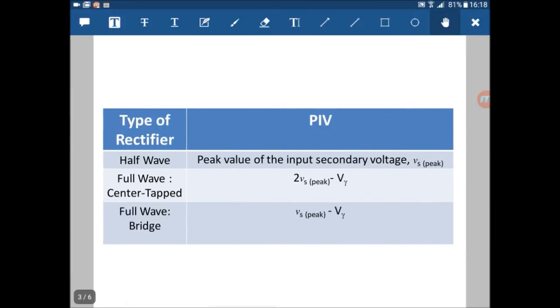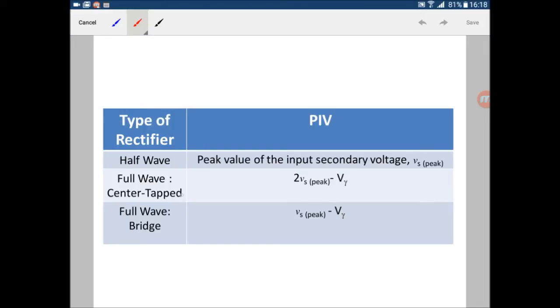Okay, now let's look at this here. So the peak inverse voltage of a half-wave rectifier is Vs peak. The peak inverse voltage for a center tap transformer is 2 Vs peak minus V gamma, and for a full wave bridge, the peak inverse voltage equals Vs peak minus V gamma. So it's either you memorize this, or better yet, you understand how we can get these three values.